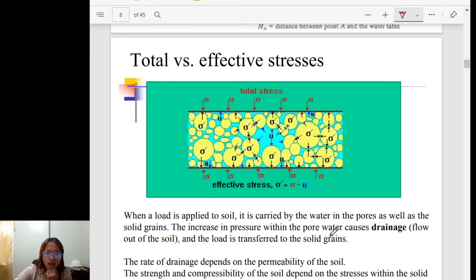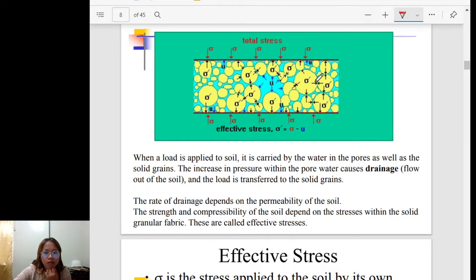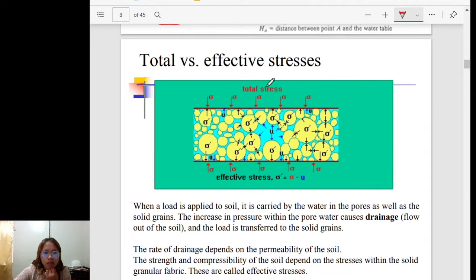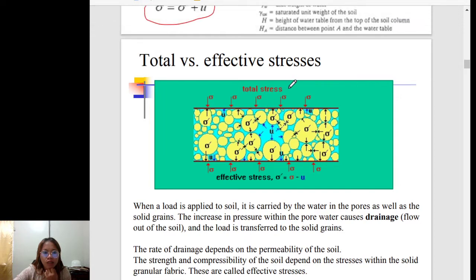So the concept of this effective stress is that you have the total stress. This is actually the combination of the soil mass unit weight plus the water, no?